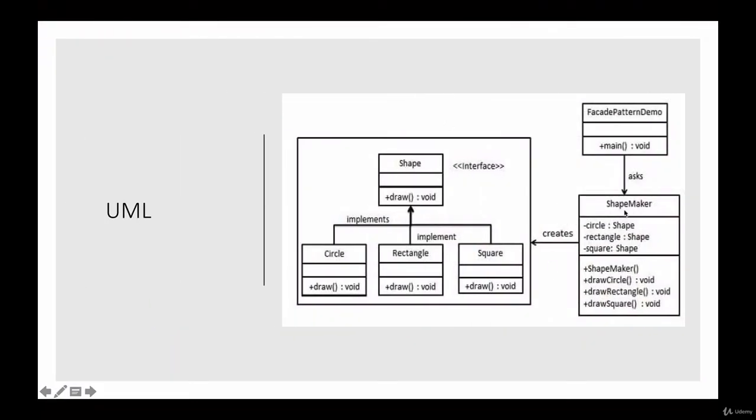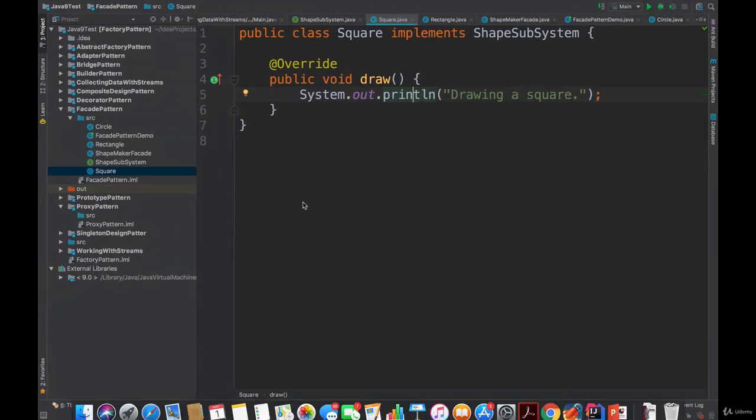Now let's go to our ShapeMaker class and see how this ShapeMaker is letting the main client draw these different kinds of shapes without letting it access the internals of the subsystem.